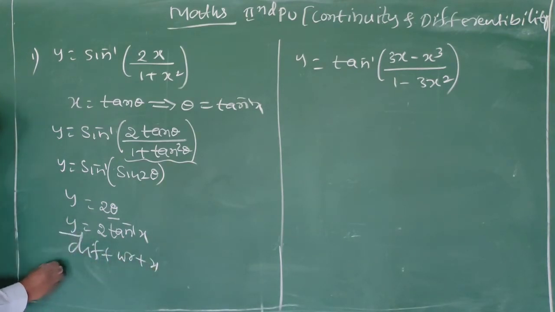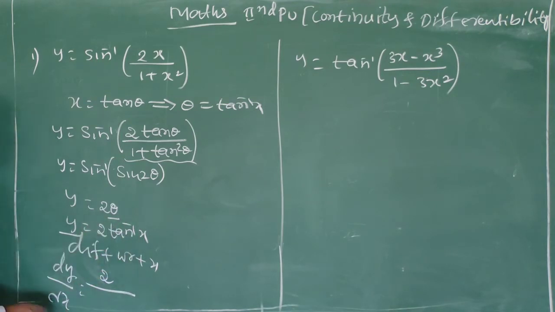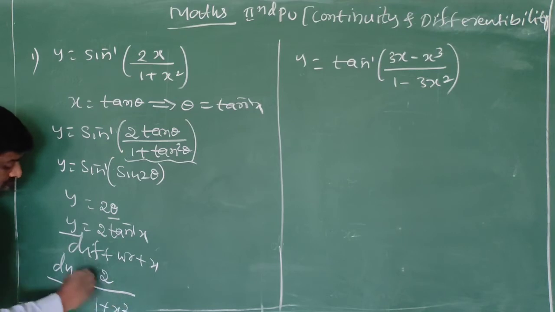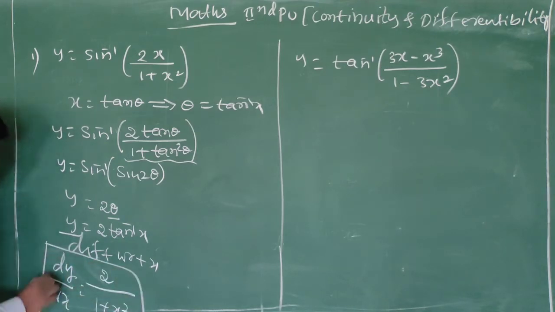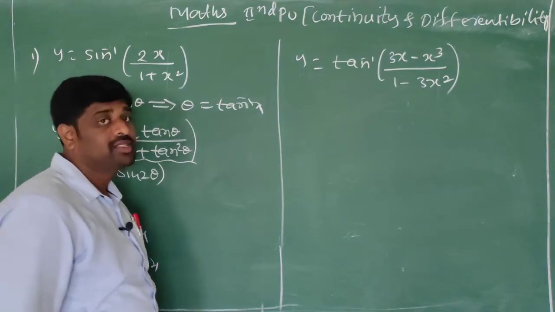Dy by dx: this 2 stays as it is. Tan inverse x differentiation is 1 divided by 1 plus x square, so the derivative of this function is 2 divided by 1 plus x square. These problems are very important for 2 marks as well as 3 marks. Now come to this question.